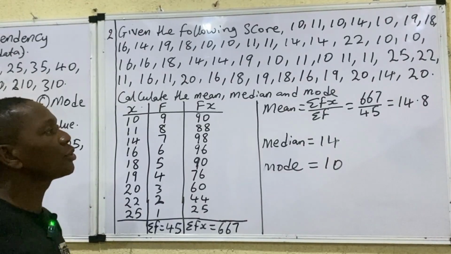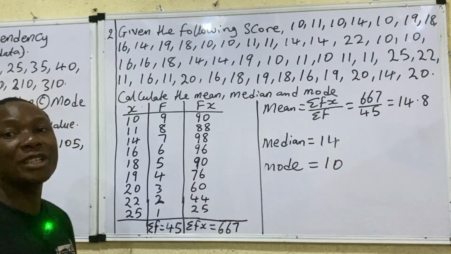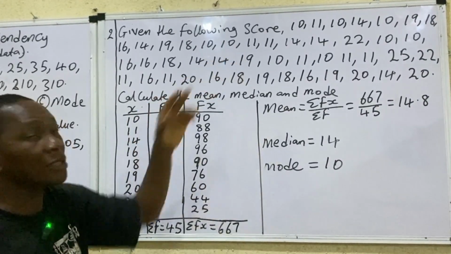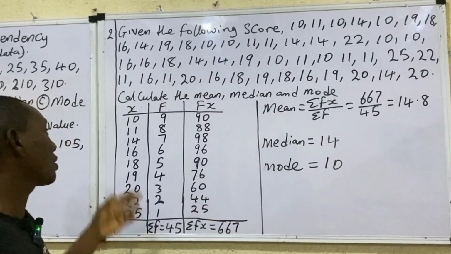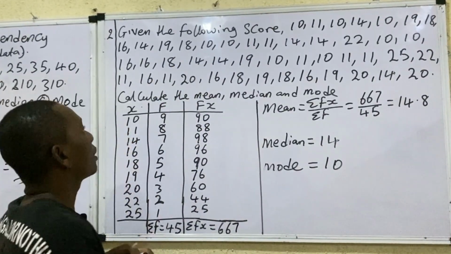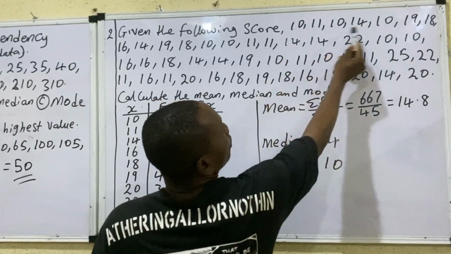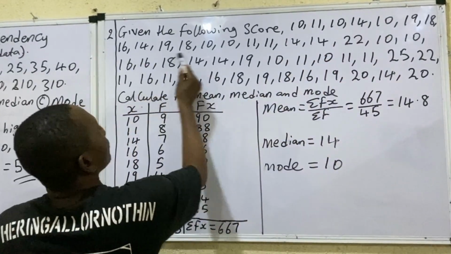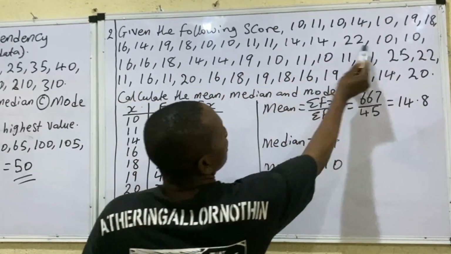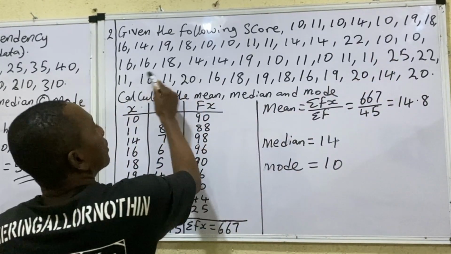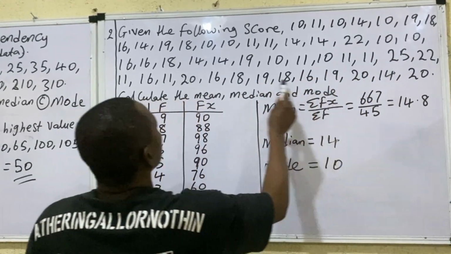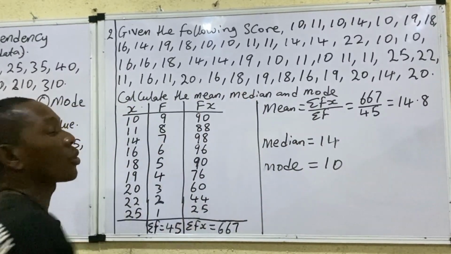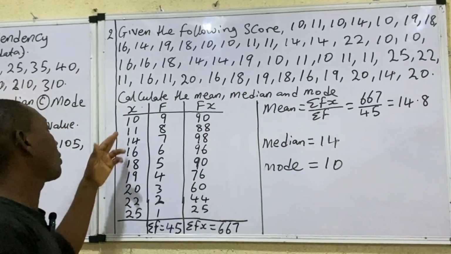Now, the second thing is how many times is 10 present in these scores that are given? We're going to count. This is 1, 2, 3, 4, 5, 6, 7, 8, 9. So how many times is it occurring? It's occurring 9 times. And I go to 11.